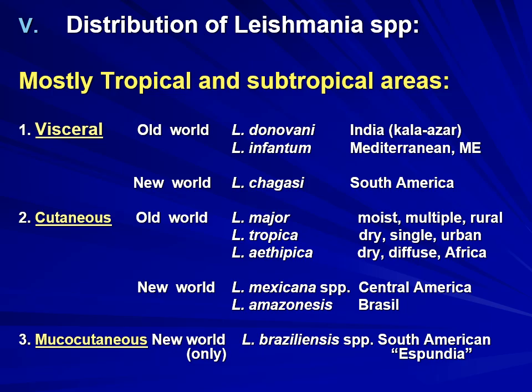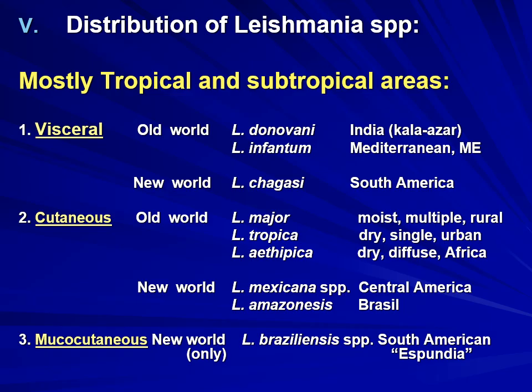Distribution of Leishmania species: mostly tropical and subtropical areas. So actually, Leishmania infection is a geographic infection. If you take the visceral form, which occurs in the internal organs, in the Old World, the species that produce that are Leishmania donovani, like in India producing Kala Azar, and Leishmania infantum around the Mediterranean area or in the Middle East. So here we have two species and subspecies, if you want.